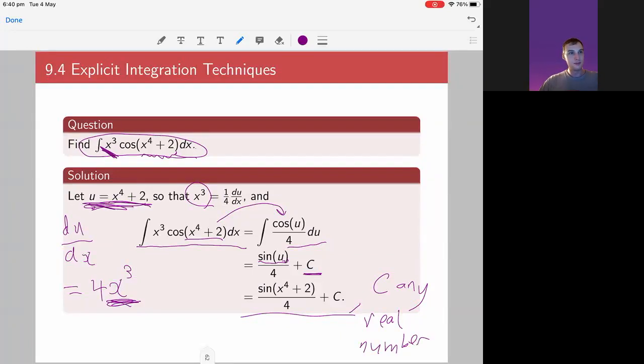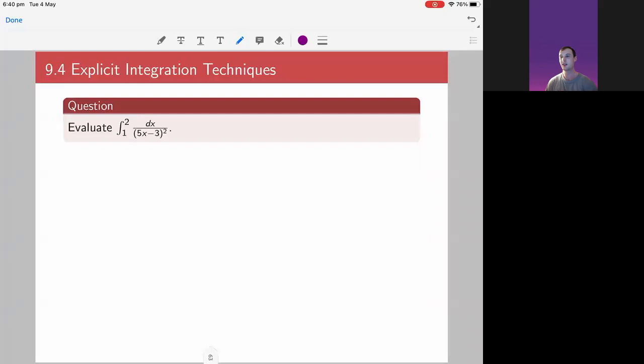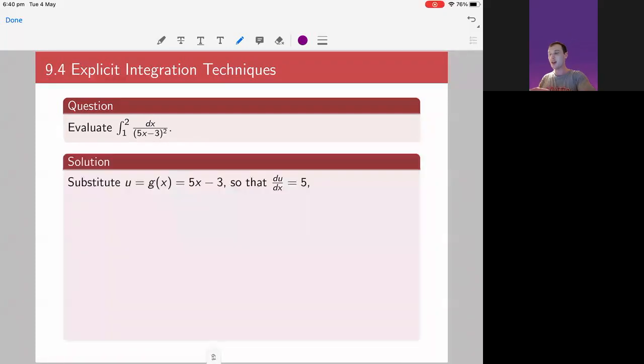So that was that example. Another good one that we'll come across is I want you to find the integral of 5x minus 3 to the power of minus 2, and it's not an indefinite integral. This time, we're going to integrate from 1 up to 2. How does this go down? Well, integration by substitution again. Probably the most natural thing to do is to introduce the function g of x, which is 5x minus 3, and note that the derivative of g of x is equal to 5.